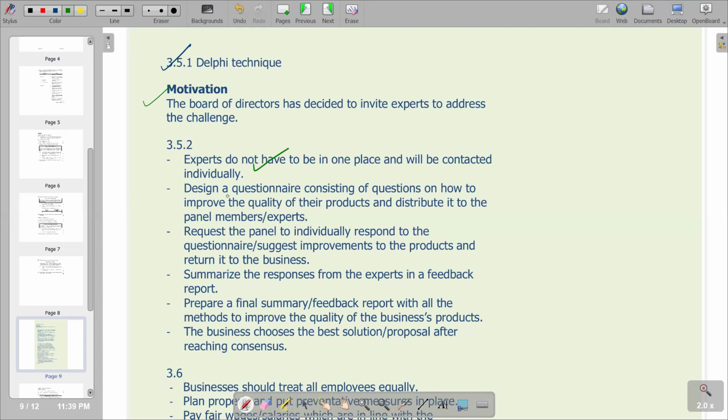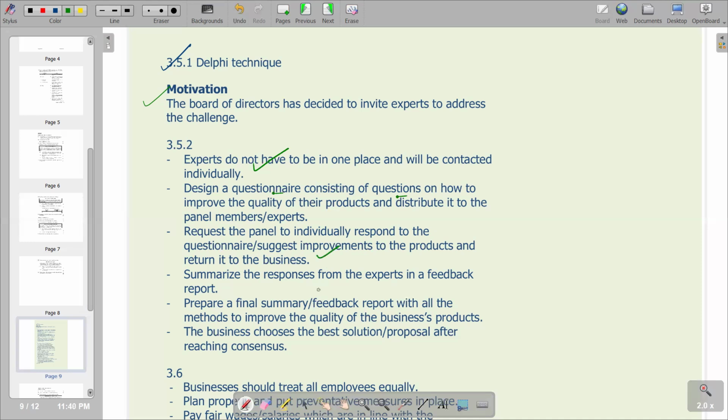The second point says design a questionnaire consisting of questions on how to improve the quality of their products and distribute it to the panel members. The questionnaire describes the element of questions; the Delphi technique process also involves questioning, as highlighted by the second point. The third point says request the panel to individually respond to the questionnaire, suggest improvements to the products, and return it to the business.